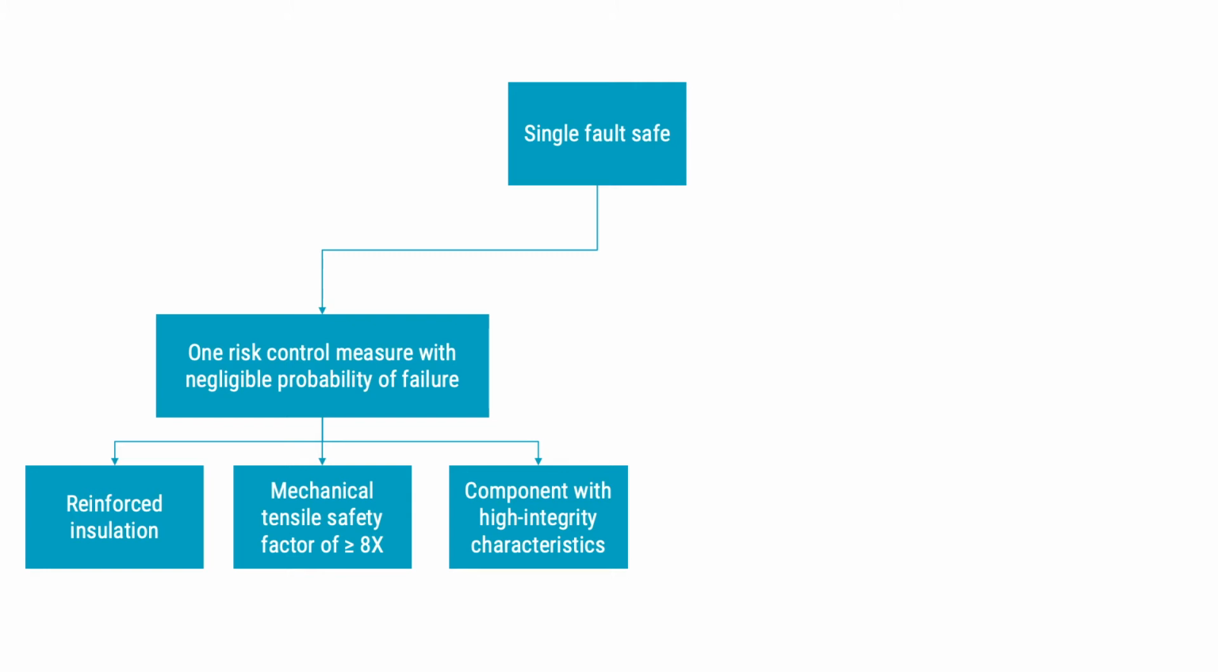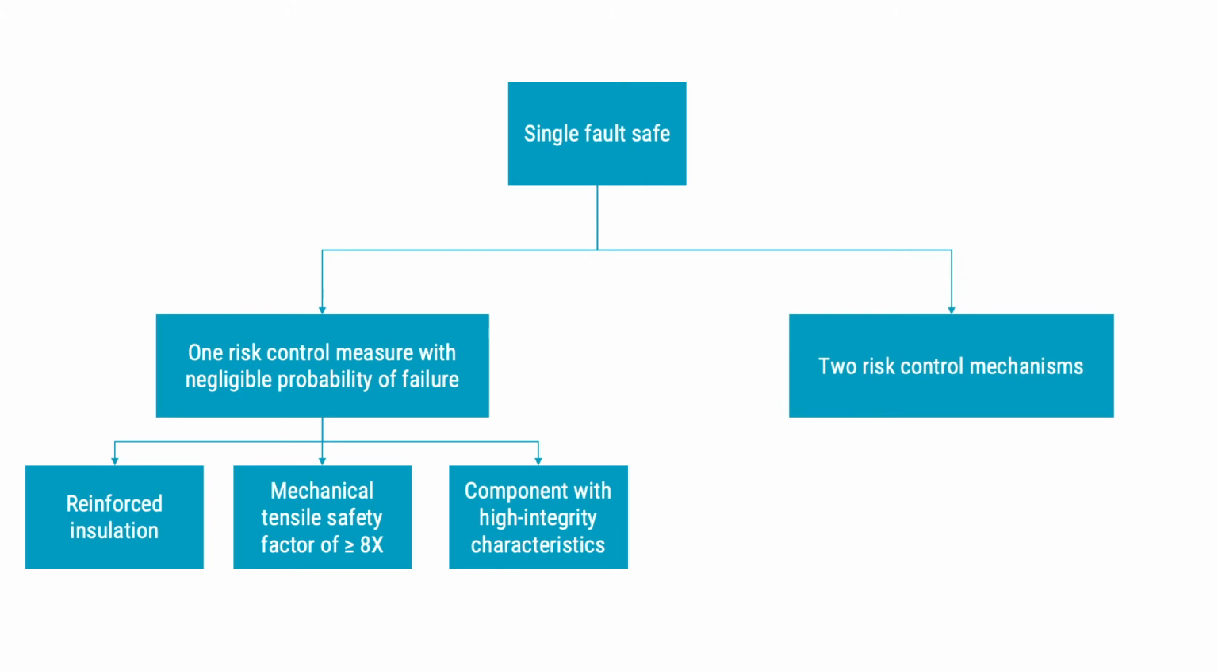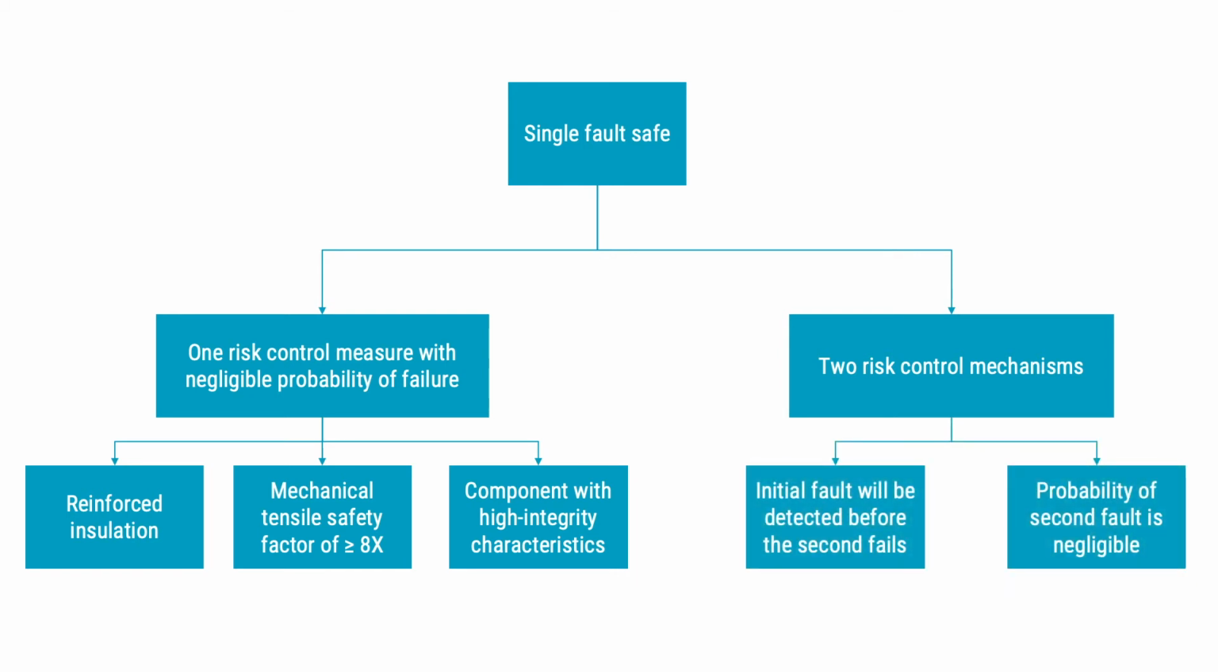a mechanical tensile safety factor of 8 times, and choosing components with high integrity characteristics. Your second option is to implement two independent risk control mechanisms. To qualify, you must justify either that the initial fault is detected before the second mechanism fails, or that the probability of second fault is insignificant. Both options shall be reliable over the expected service life of the device. Your risk analysis determines which single faults shall be evaluated by test or simulation.